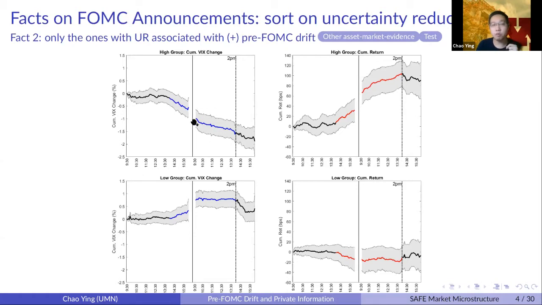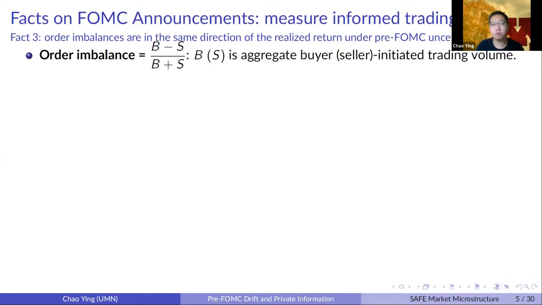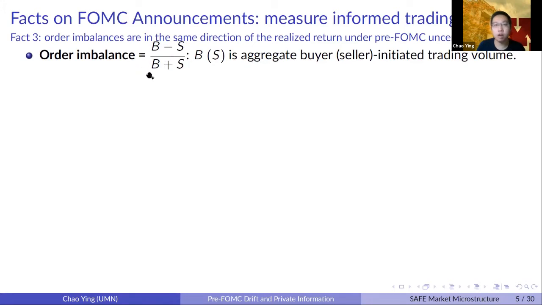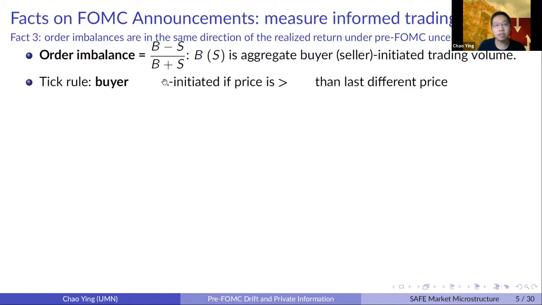Next, I will test informed trading before the announcement to see whether it is consistent with the realized return. Informed trading is not directly observable, so I follow the literature and use the order imbalance to measure informed trading. The order imbalance is the difference between buyer- and seller-initiated trading volume divided by the aggregate trading volume. Here I apply the tick rule to identify the sign of the transaction. The transaction is buyer initiated if the transaction price is higher than the last different price, and it is seller initiated if the transaction price is lower than the last different price.